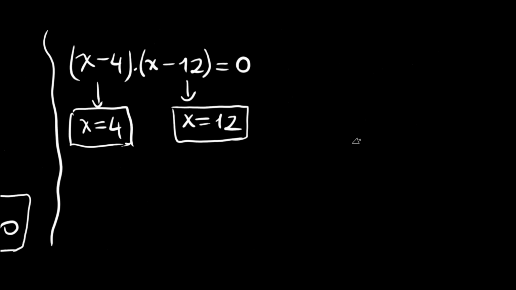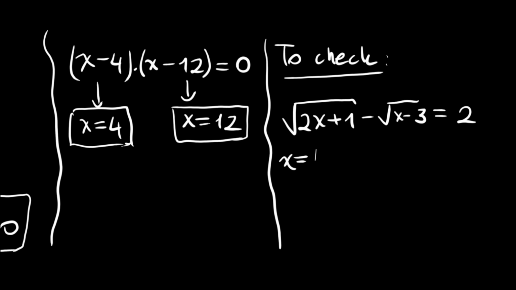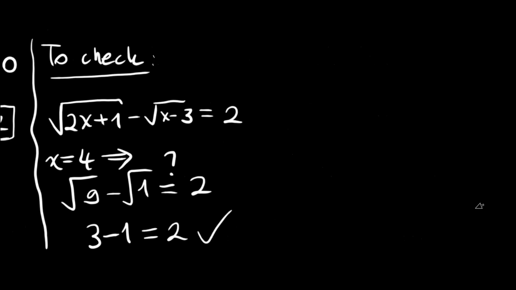Let's check. Remember, our original equation was root 2x plus 1 minus root x minus 3 is equal to 2. For x is equal to 4, that is 8 plus 1, 9, square rooted, minus 4 minus 3, which is 1, square rooted, is equal to 2. That is correct, 3 minus 1 is equal to 2. That's okay.